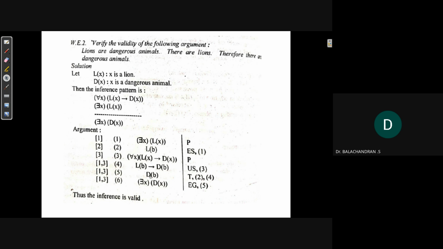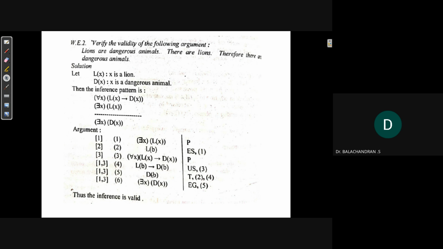So from 5 to 6 I can put only there exists. Suppose this is also every, and this is also every, then I can put every. Suppose this one I got from one every and one there exists, then you should put there exists. If both of them are there exists, then that is also there exists.